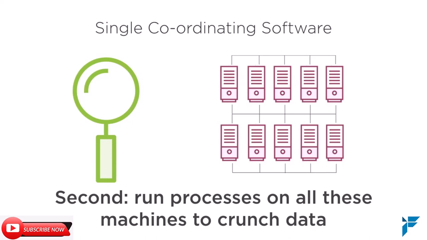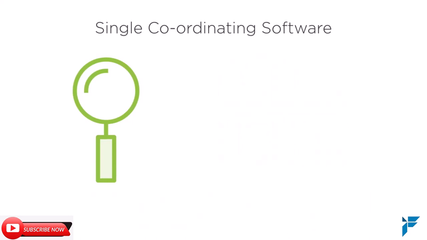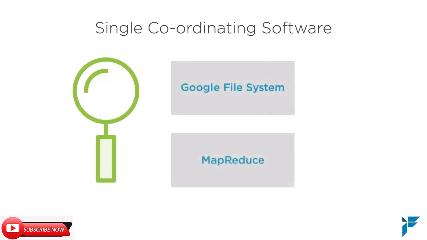And they came up with two systems to solve this. One was called the Google File System, and the other was called MapReduce. Google File System was responsible for storing data in a distributed manner. It was a file system which existed not on a single machine, but on multiple machines which made up a cluster. This is the distributed storage problem.